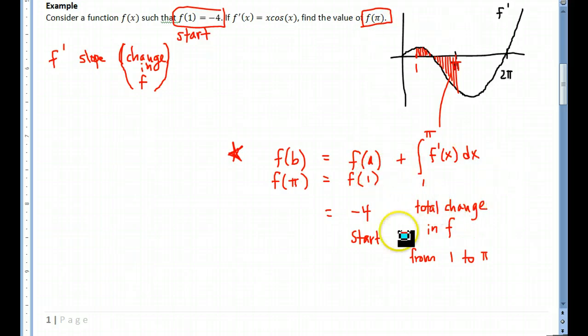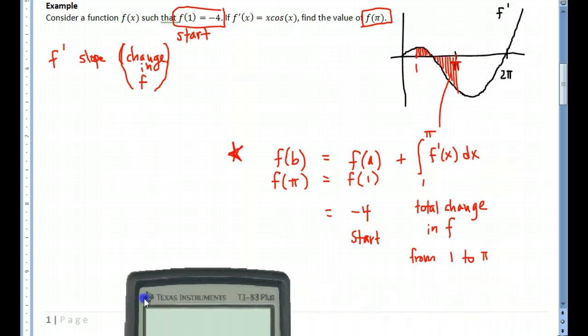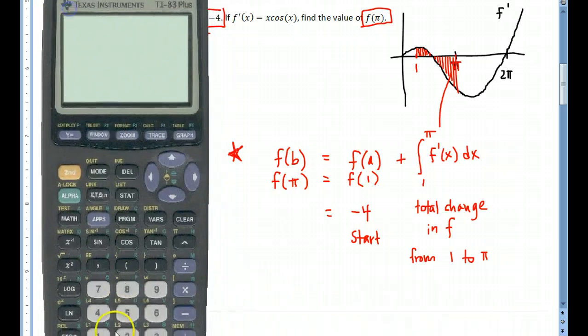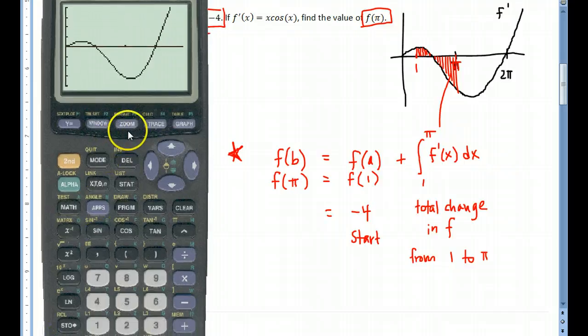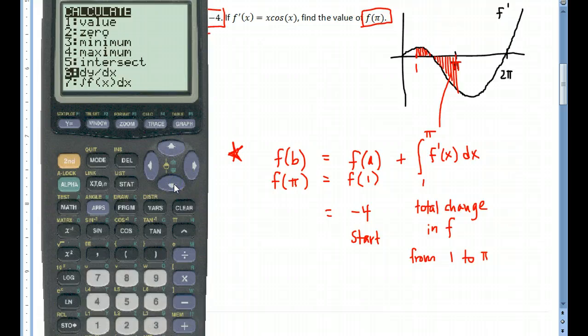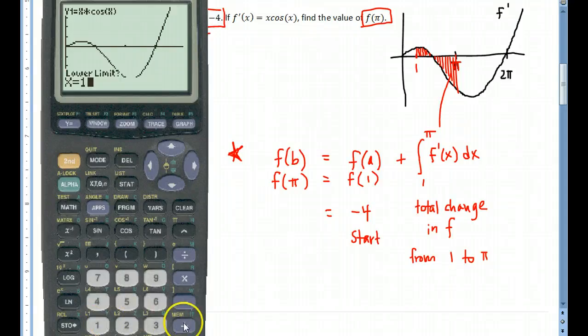So what I need to do is find the total change in f by just finding the area under the curve right here. Okay, so how do we do that? At this point, you use the calculator. Second trace, number 7, from 1 to pi. No, T-O. Just messing with you.